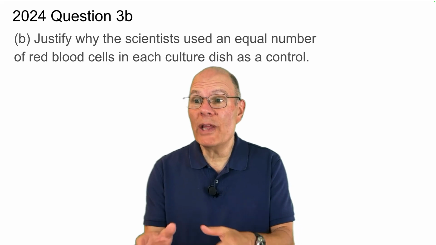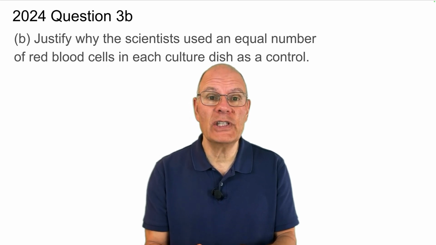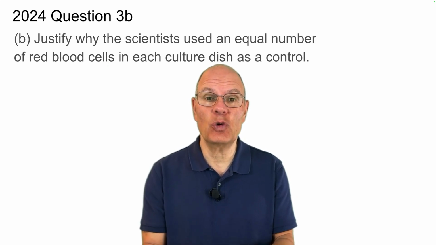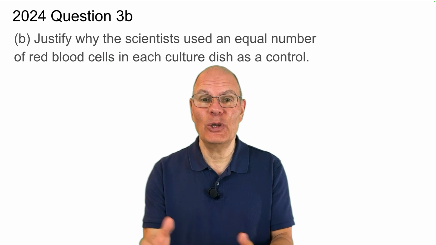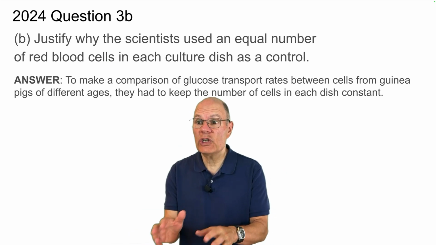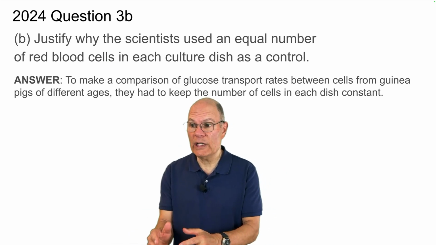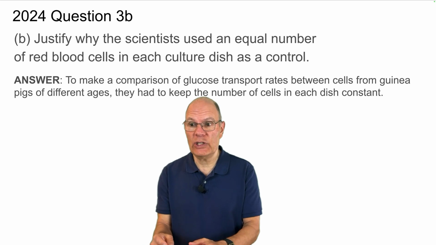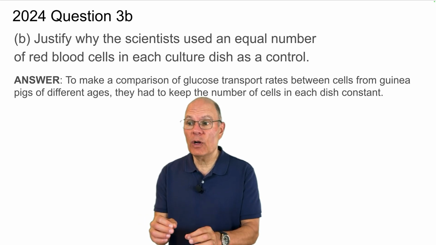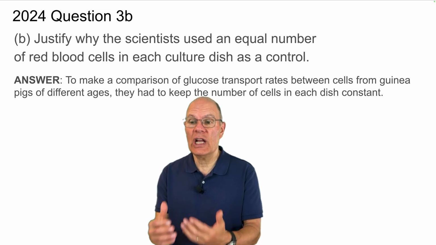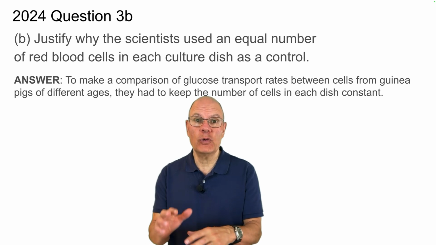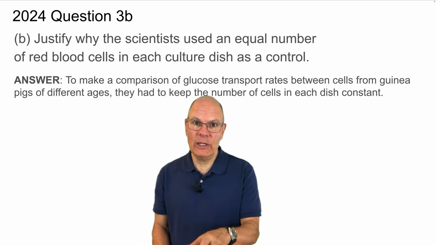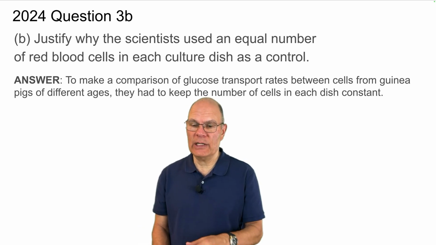Justify why the scientists used an equal number of red blood cells in each culture dish as a control. Go ahead and respond, and then you can see the answer. The answer is to make a comparison of glucose rates between cells from guinea pigs of different ages. They had to keep the number of cells in each dish constant. You weren't required to explain or elaborate, but here's an explanation just so that you can understand the answer.